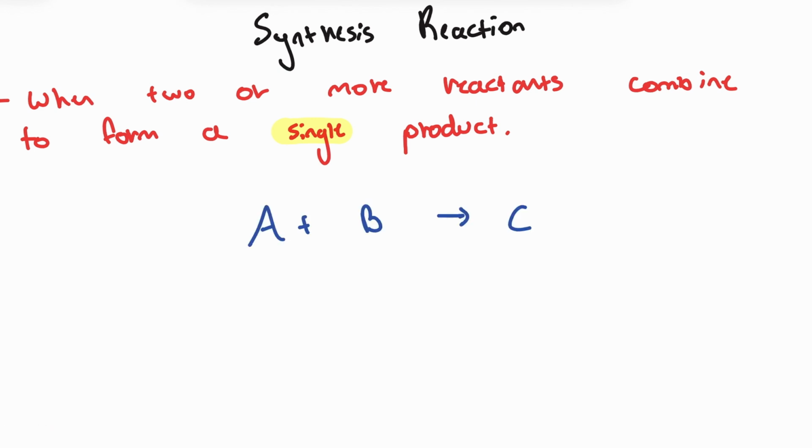In general terms, you can think of synthesis reactions as reactant A and reactant B coming together to form the new product C. An example of a synthesis reaction is the formation of water, shown by 2 moles of hydrogen gas plus 1 mole of oxygen gas combined to form 2 moles of water. Again, we're taking 2 different reactants and forming a single product.